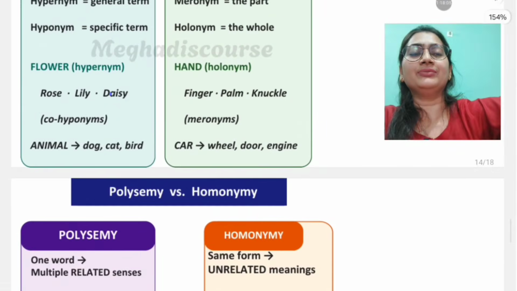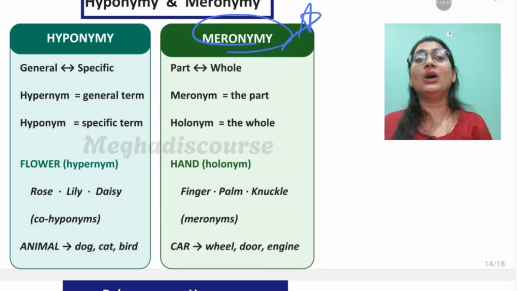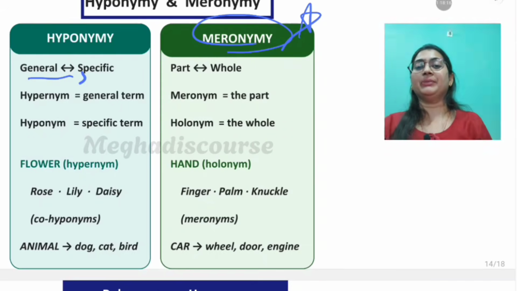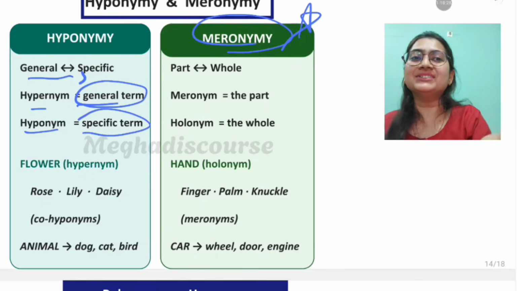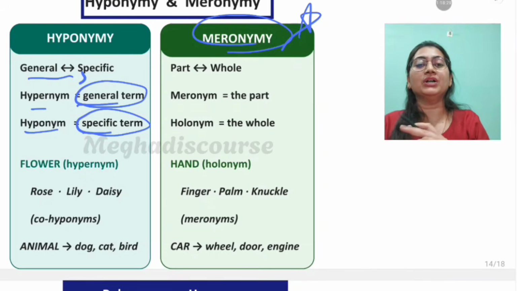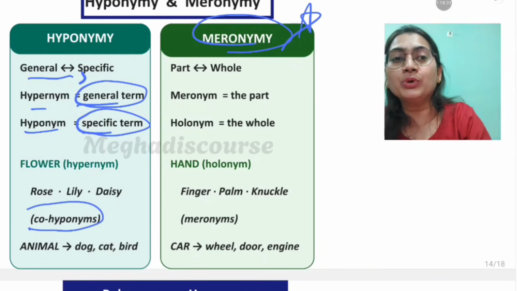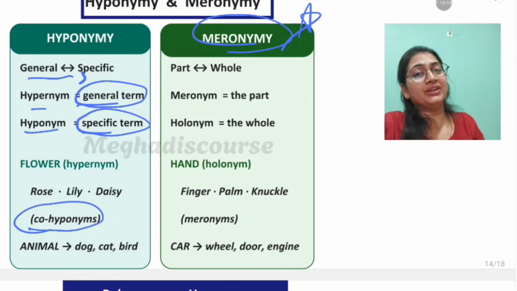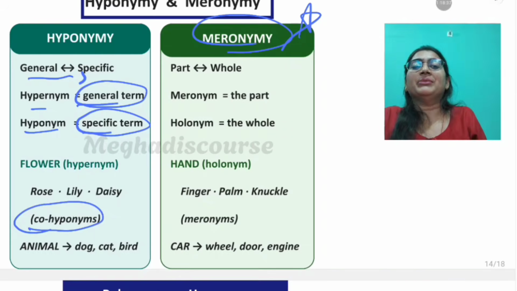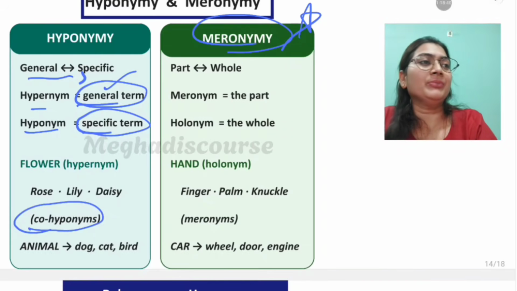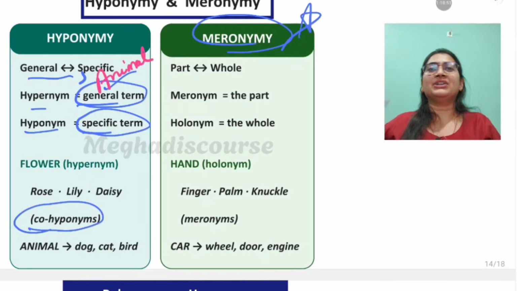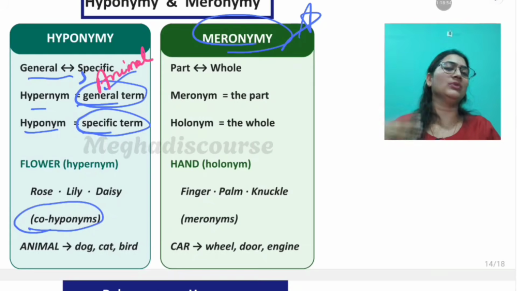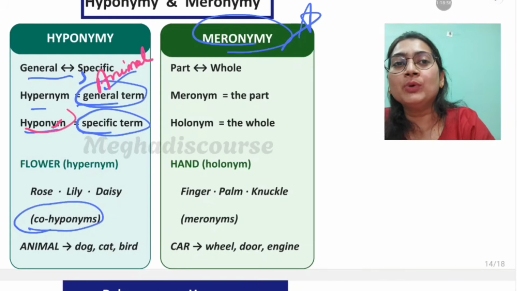Now, next we have hyponymy and meronymy. This is very important. Hyponymy means general term to specific meaning, that is the general category word. It is further divided into hypernym, the general term, and hyponym, the specific term. And here we also have co-hyponyms. Now, how are these words interrelated? For example, if I am talking about animals, this is called the general term. Cat, dog, horse, rabbit, snake all come under animal. So this is called hyponymy, the specific one.